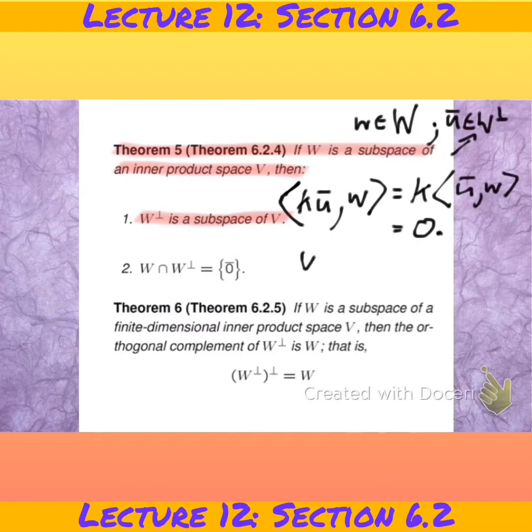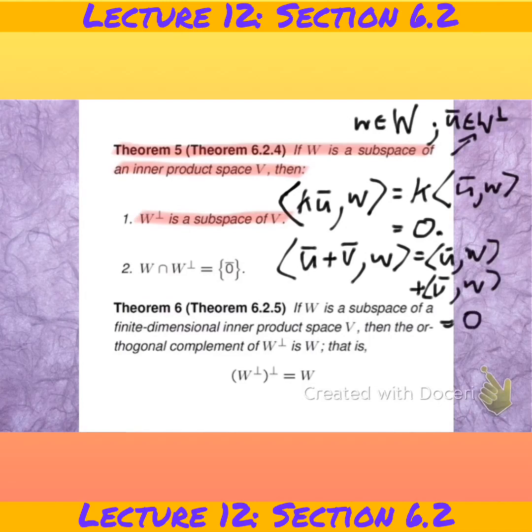And also if you take the sum of two vectors, where both of these vectors are in the orthogonal complement of W, then if you take the inner product, by the axiom, that's going to be the inner product of u with w plus the inner product of v with w, and they are both equal to 0 because u and v are both orthogonal to W. So again, it's a subspace.